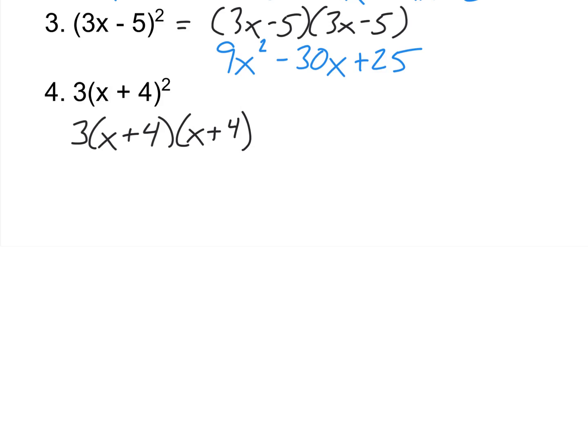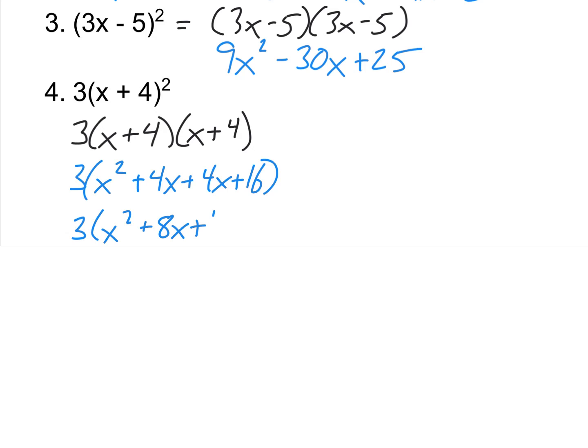So if we do that, the 3 is just going to hang out front for the time being. And now I'm going to multiply the x plus 4 times x plus 4. And so we end up with 3 times x squared plus 8x plus 16. Then I'm going to go ahead and multiply in the 3. So now when I distribute in the 3, I end up with 3x squared plus, now I do the 8 times the 3, 24x plus, now the 16 times 3, 48. And then that gives us our final answer.